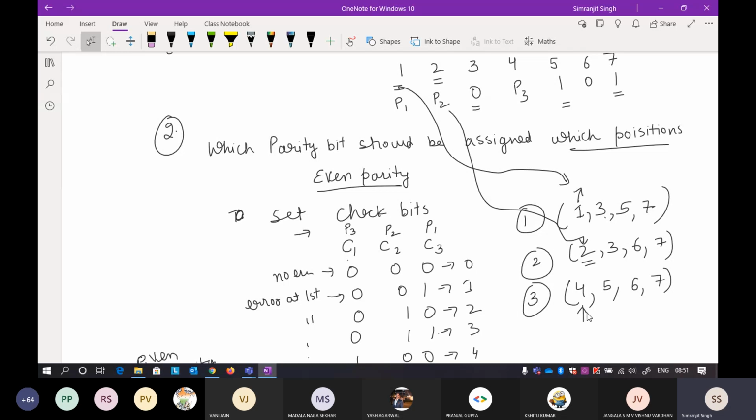In the similar way, the parity bit that is present at the 4th position, so see, this is the 4th position, every position will be matched as it is. The parity bit that is present at the fourth position will take care of the 5, 6 and 7 message bits. Now I'll show you how you can set it.